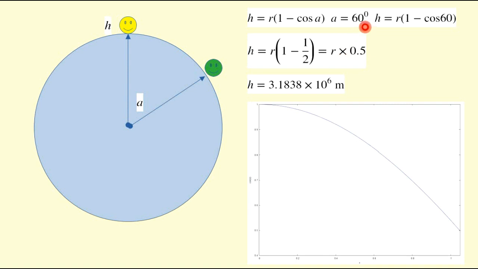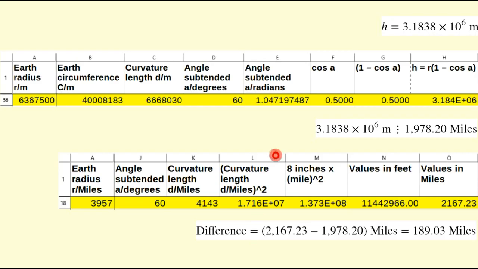Now we can take 60 degrees, and the cosine value of 60 is a half. So 60 degrees, 0.5 is about there. It's all approximate because of course the scale here is in decimal. And then we end up with a value of 10 to the 6 meters. Calculated value here, 3.1838 times 10 to the 6. Again, pretty bang on for the actual spreadsheet values. Converting it into miles, we've got quite a massive discrepancy now of 189 miles from the 8 inches per mile squared.